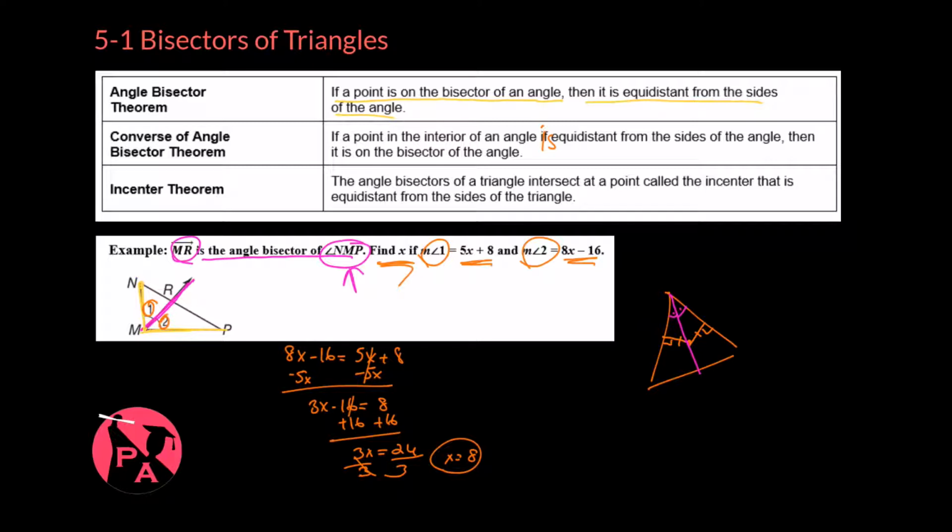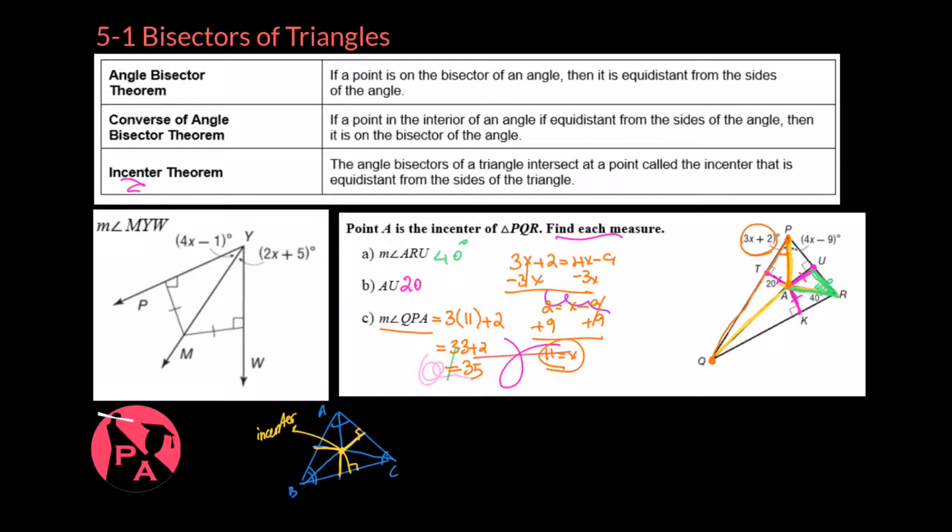That's what it says. The last one, the incenter theorem: the angle bisectors of a triangle intersect at a point called the incenter that is equidistant from the sides of the triangle. The example about this theorem is going to be in the next slide. Here we have two examples. So let's start with the first one.